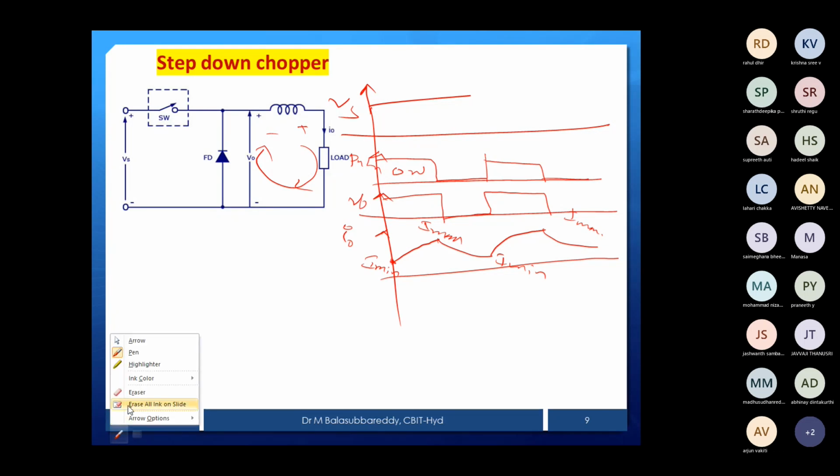Then why do we call it a step down chopper? That is the question. Now this is your output voltage. Once you know the output voltage, what can you do? We can integrate over one full cycle. What is the full cycle? This is the on period T on. This is the total period T. And one full cycle means 1 by T.